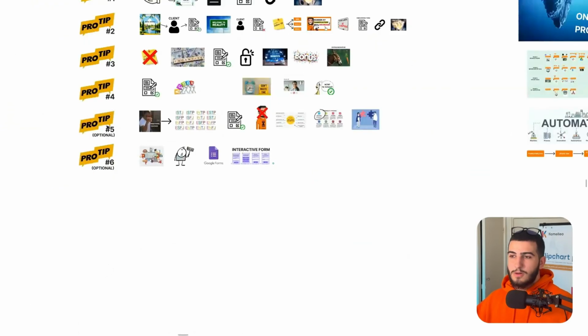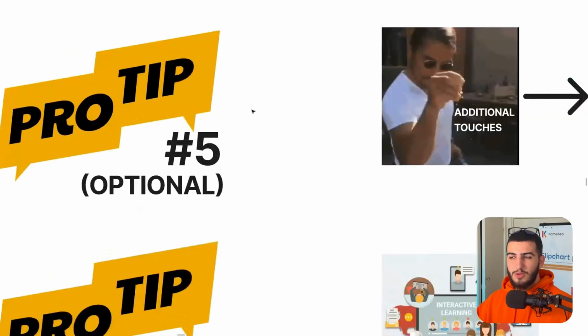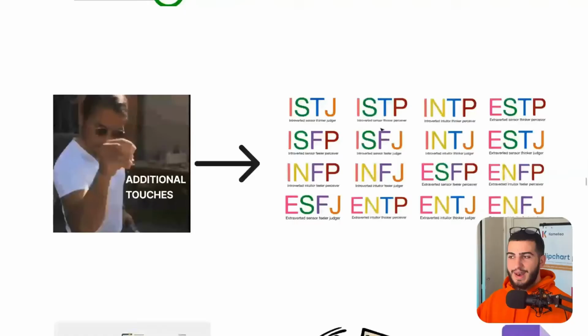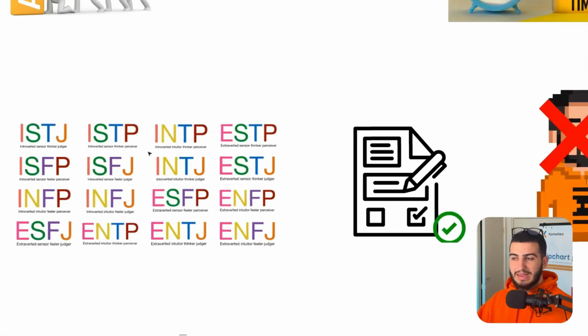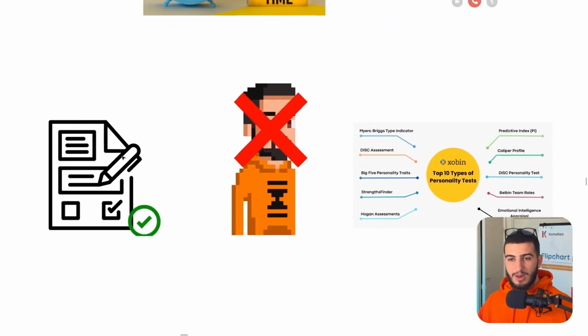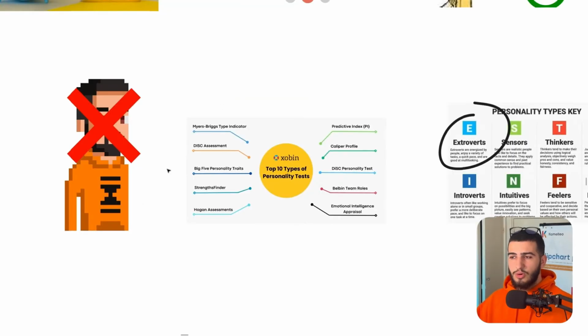The last two tips are completely optional. However, I'll include them anyway. Now, this tip is completely optional. I don't recommend everyone do this, but it's an additional touch that may allow you to create a better experience for your clients. And that's basically embedding some sort of personality test within that onboarding form. Now, I'll be honest, I'm not an expert on this, and this is something that one of my customer success managers suggested to me. But within the onboarding form, there are a bunch of different tests that you can include.